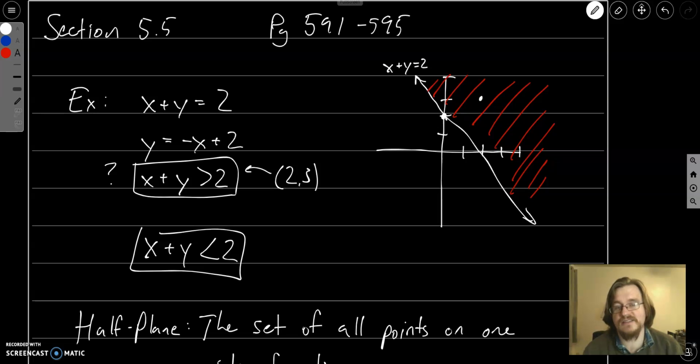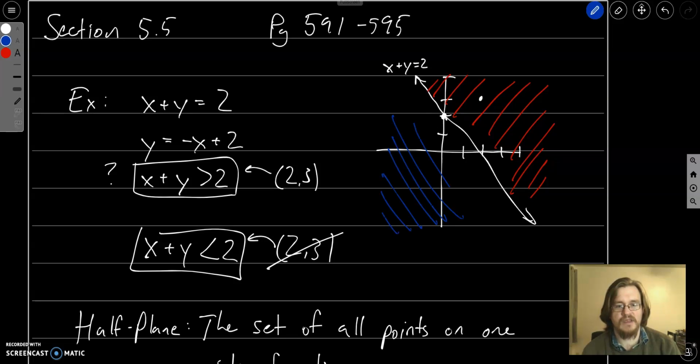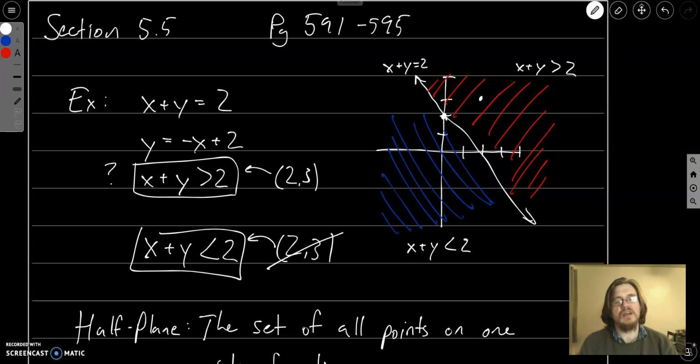On the other side, if I wrote x plus y is less than 2, 2, 3 now does not satisfy that. If I plug 2, 3 into this equation, I'll get 2 plus 3 is less than 2. That certainly doesn't work. So the opposite side, down here, this is going to be where x plus y is less than 2. This is x plus y is less than 2, and this is where x plus y is greater than 2. So when we are graphing inequalities, all we have to do is essentially draw our line and decide which side of the line the inequality is going to be true.